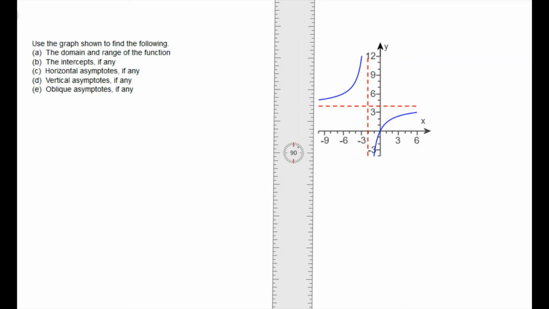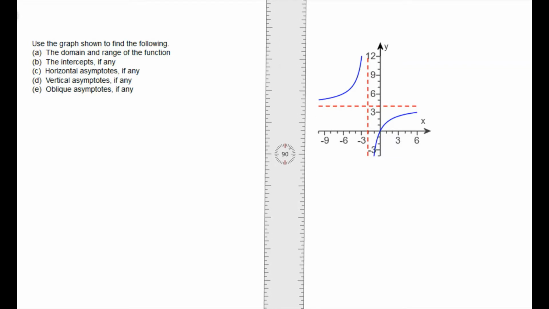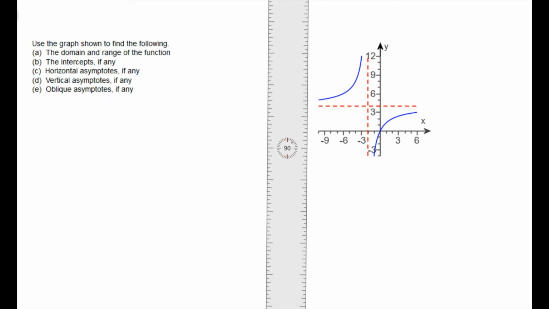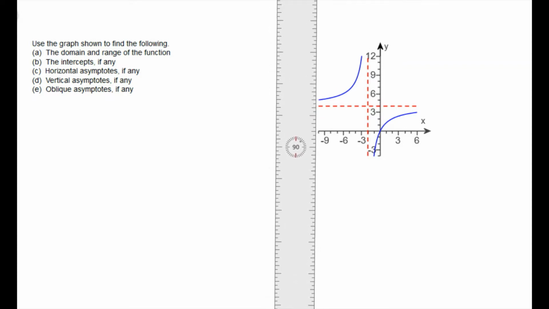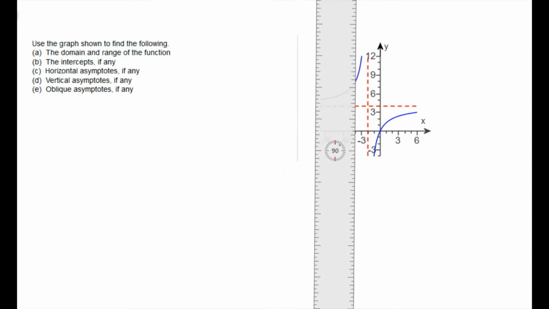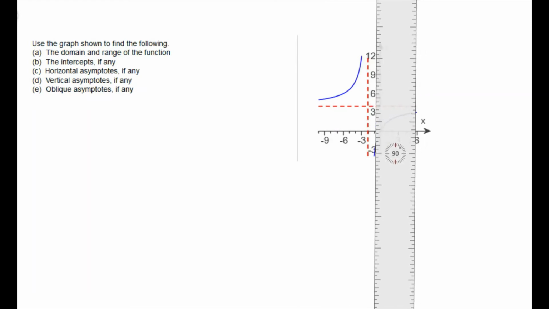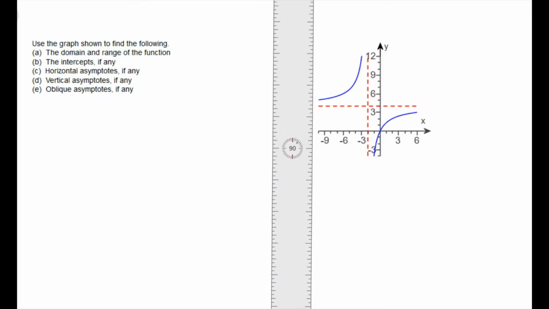So we're going to start off finding the domain, and I'm using this ruler. You can use your pencil. You're going to hold it vertically and go from left to right. The reason why I'm holding it vertically to find the domain is you can see that as I go from left to right, I'm running across the X scale.